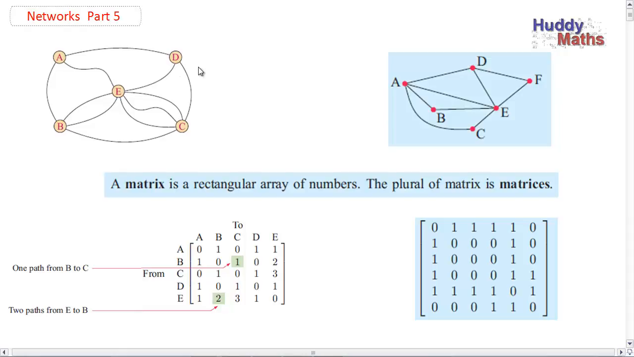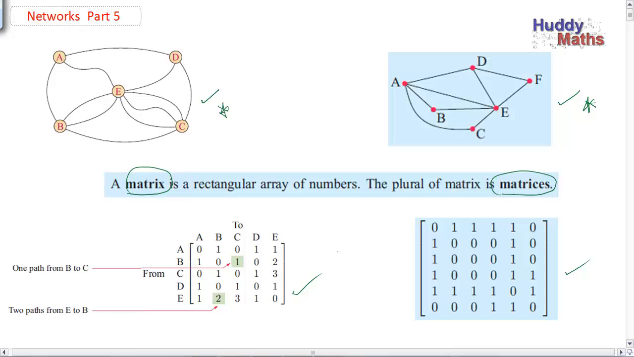This is Networks Part 5, and it's the last in the series, and it leads on to something called matrices. Have a look around the screen. Here's a network diagram over here, and here's another one. And what we're going to do is introduce a different way. Here it is, a matrix, a rectangular array of numbers, and the plural is matrices, and these arrays of numbers can be used to summarize what's going on in networks. And here they are down here. I don't know whether you can see the connection.